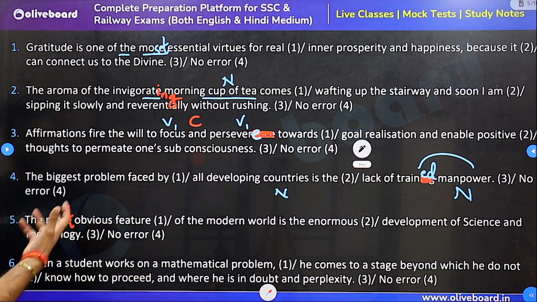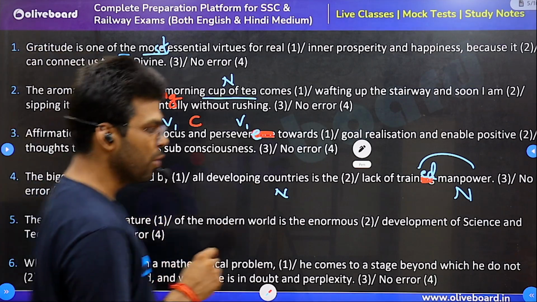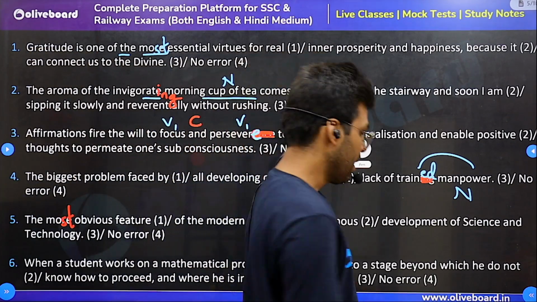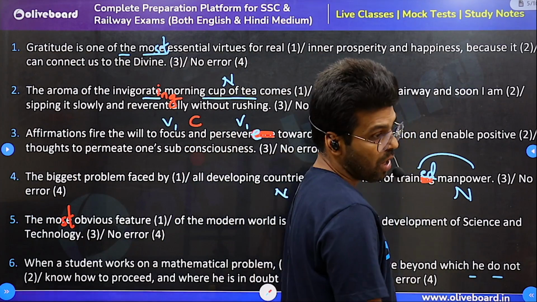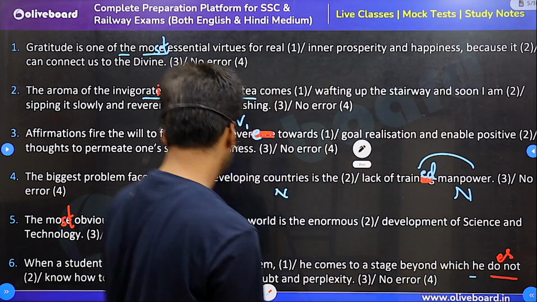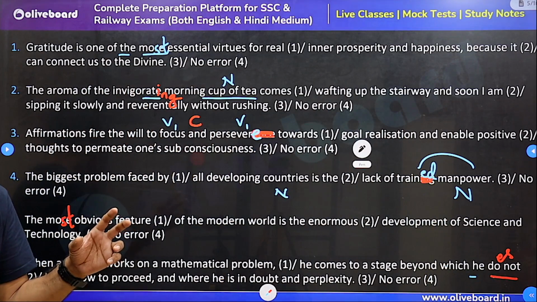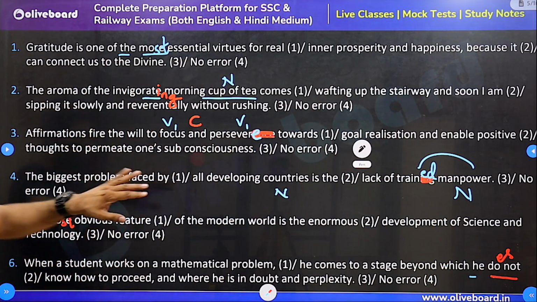When a student works on a problem, he comes to a stage beyond which he does not. He, singular subject, do without s or es is impossible. He does not. I hope it was tricky but easy. Probably done. Doubts welcome. Moving ahead.